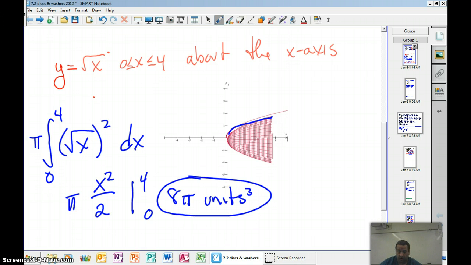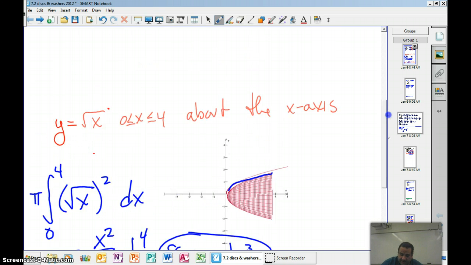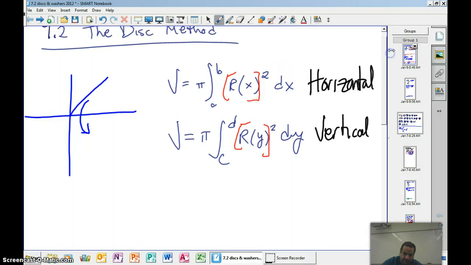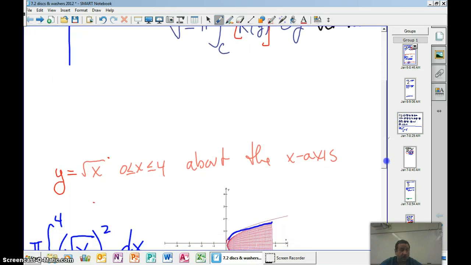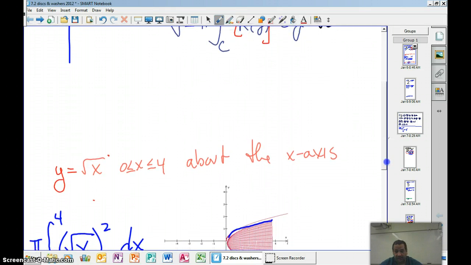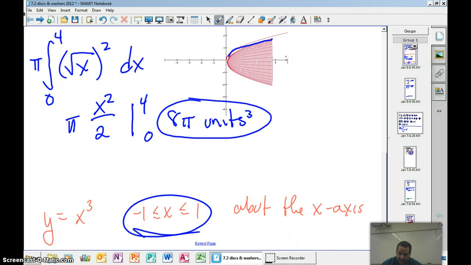All right, let's do another one. More practice. This is the disk method. And I guess the best way to say the disk method is that there's no space between the line that it's rotating about and the figure. There's no space at all. That's going to differentiate between a disk and a washer. I don't care what I said in class. That was a better explanation I got from somebody.